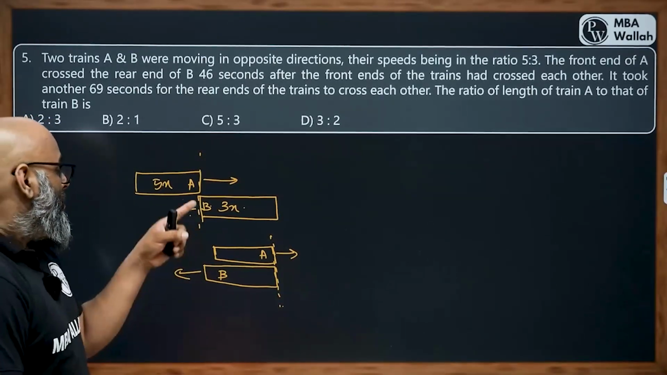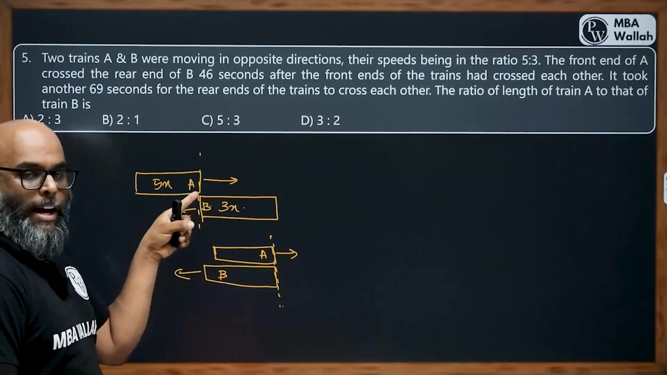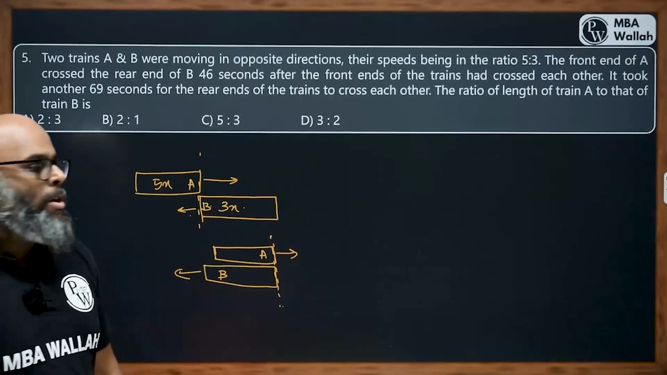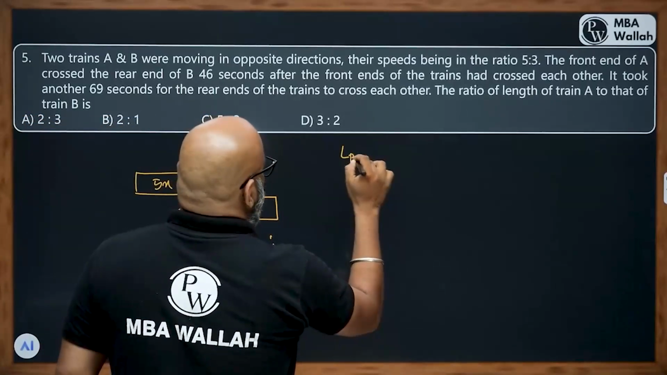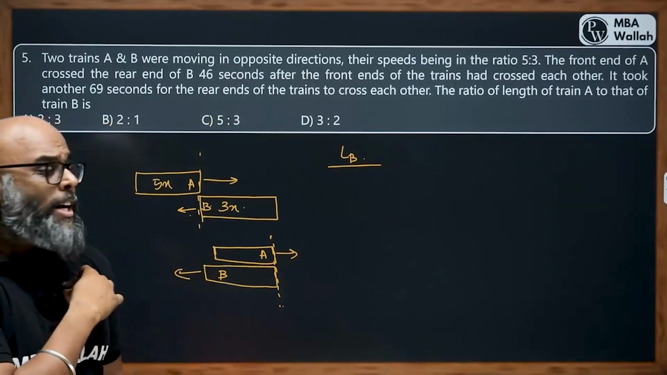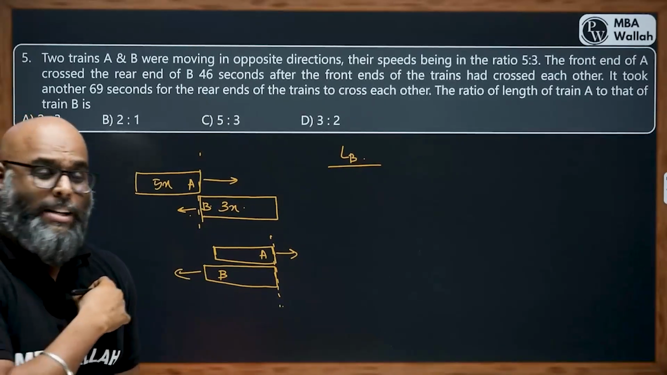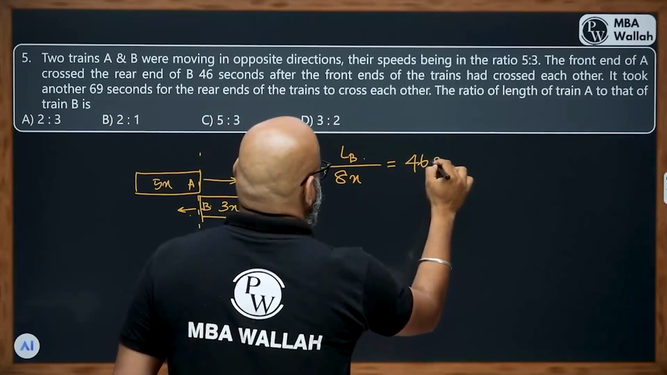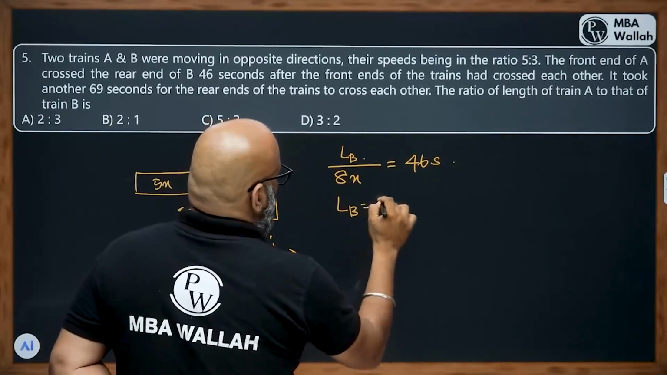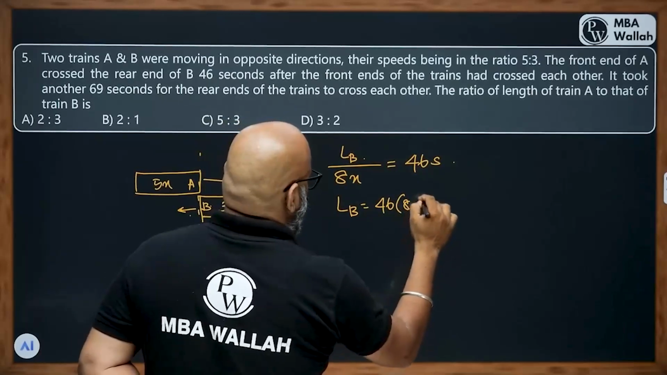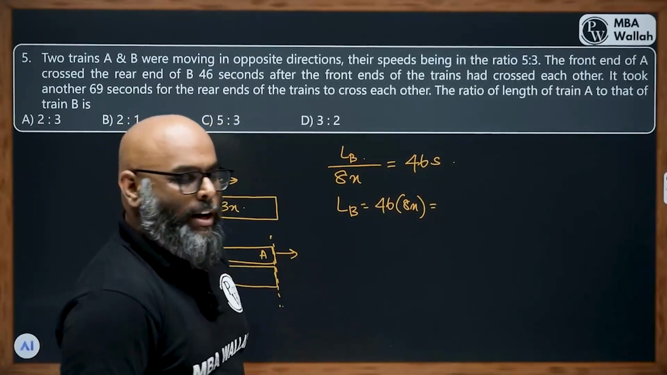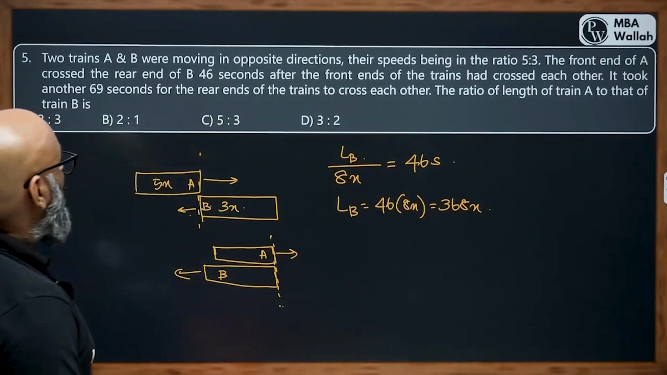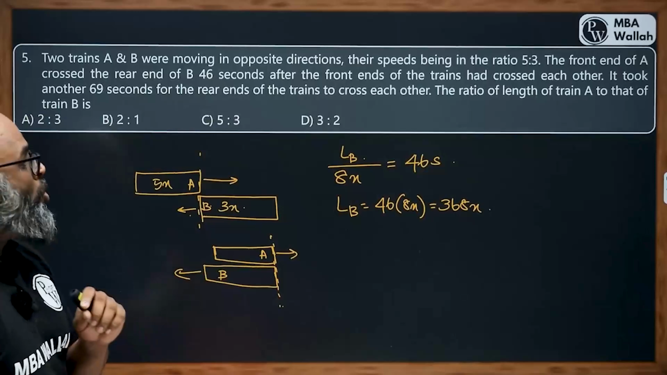Or I can say the front end of A has taken 46 seconds to cover the entire distance of B, or I can say the length of B, at the relative speed of the two trains, which would be 5x and 3x. So I'm going to call it 8x, and it covers in 46 seconds. Or the length of B will be 46 into 8x. 320 and 48, that will become 368x.